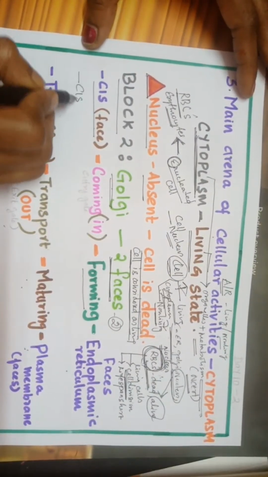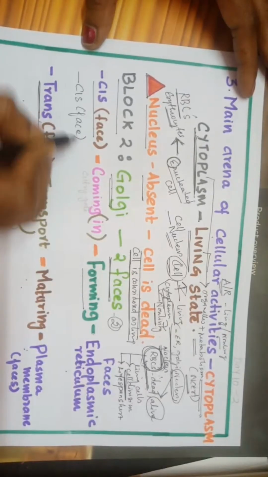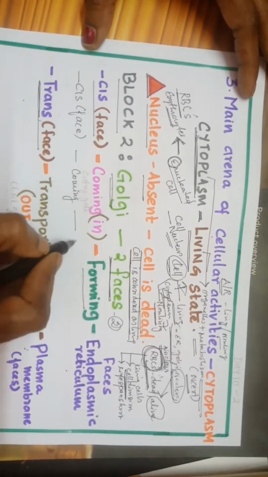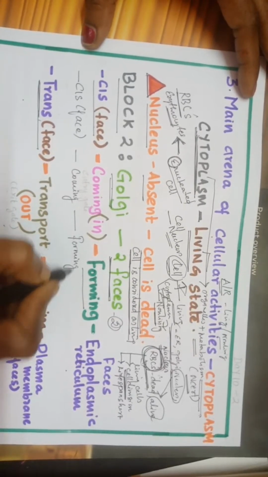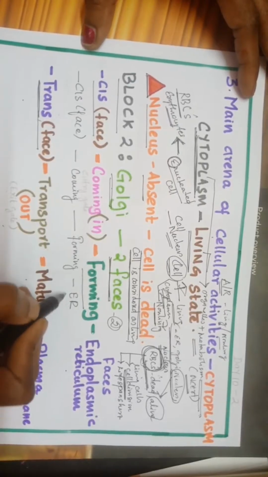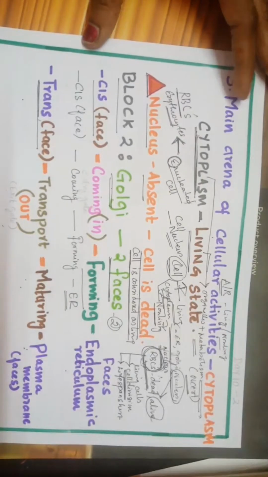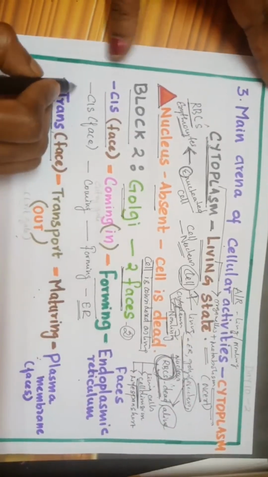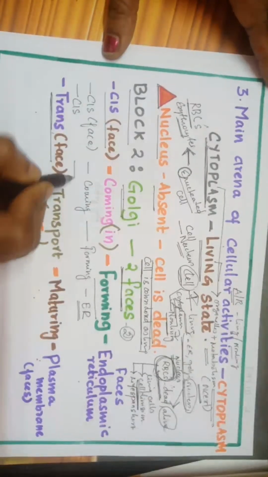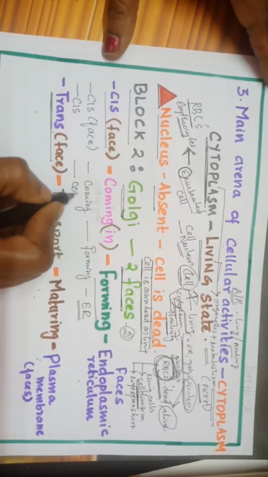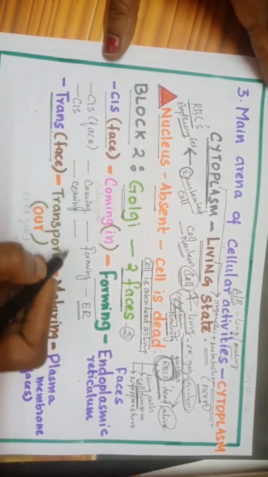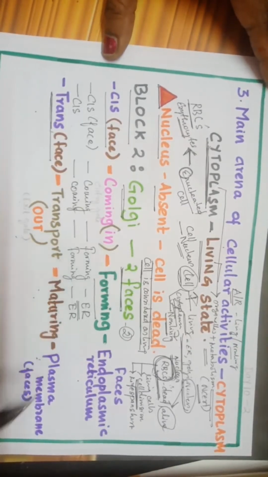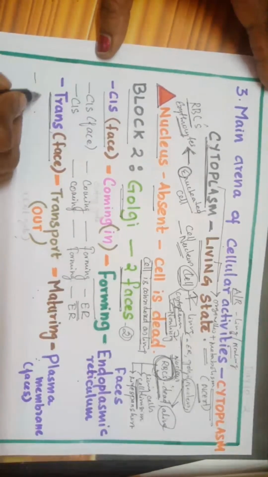Cis phase is the entry gate, the coming in phase, also called the forming phase, which faces the endoplasmic reticulum. You can write it as ER. Are you following me, students? Are you writing down? Cis phase is the entry phase or the coming phase towards the Golgi, also called the forming phase, which faces the endoplasmic reticulum.